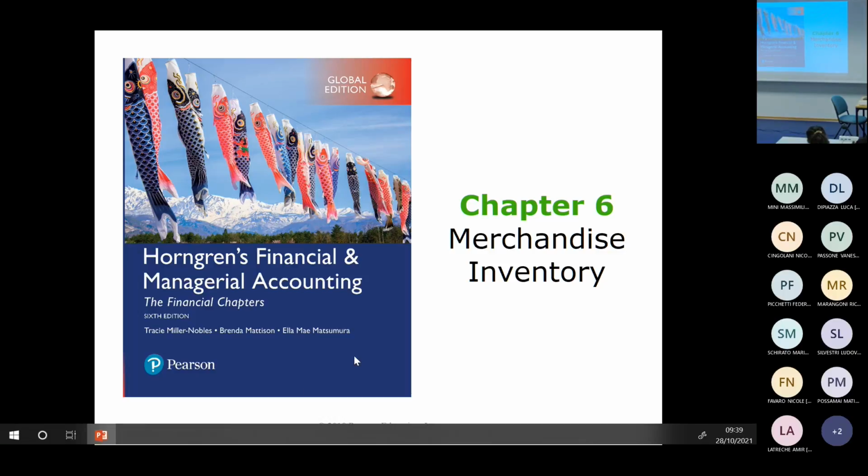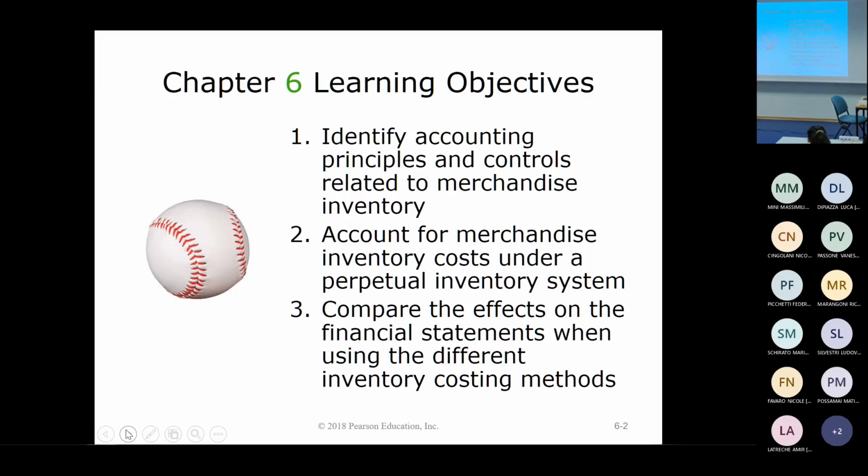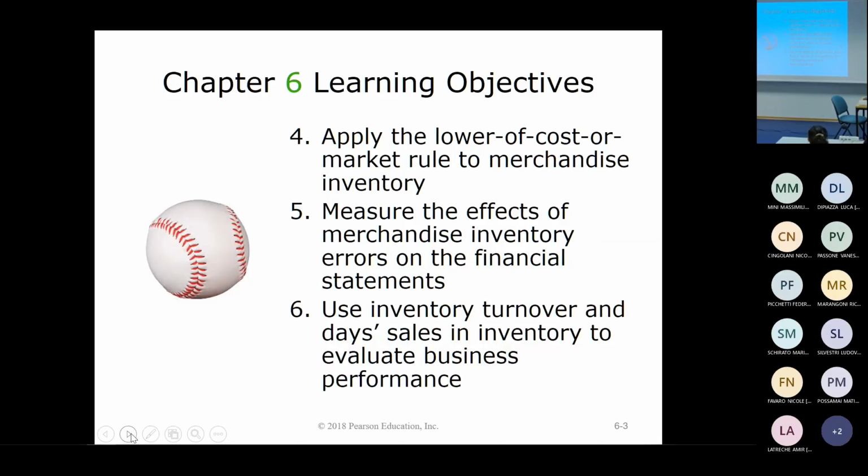All right, so I'm going to skip some of these parts, for instance, identifying the accounting principles and controls. This is not really very relevant to us for the moment, but accounting for merchandise inventory cost under the perpetual inventory system is what we have just introduced. So we're going to study that, the effects on the financial statements with different inventory methods, and then what to do at the end of the year.